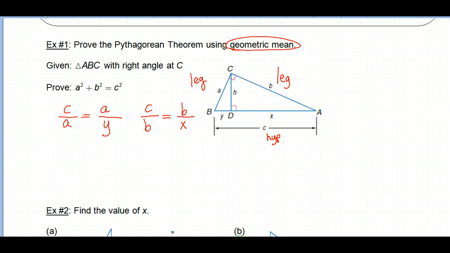Any questions? All right, let's cross multiply. So we get a squared equals c times y, right? And over here, we get b squared is equal to c times x.